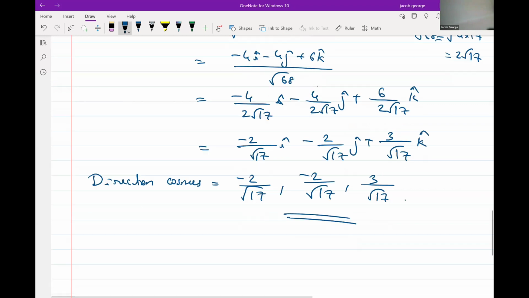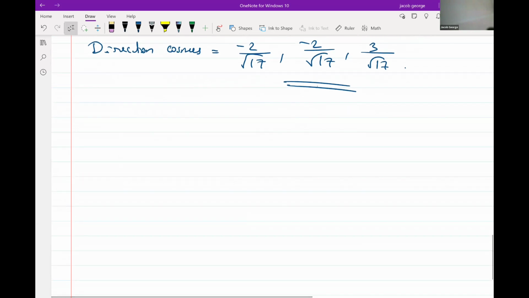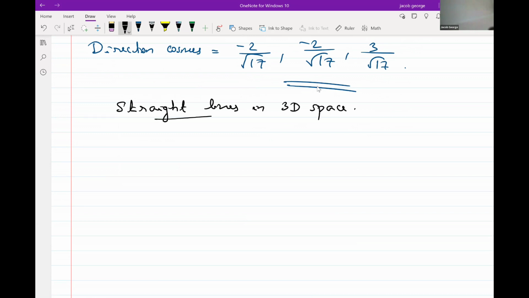Straight lines in 3D space. There are two equations of straight lines in 3D space. One is a 1-point form: 1 point on the straight line will be given and a parallel vector will be given. And second is 2-point form: 2 points on the straight line are given.